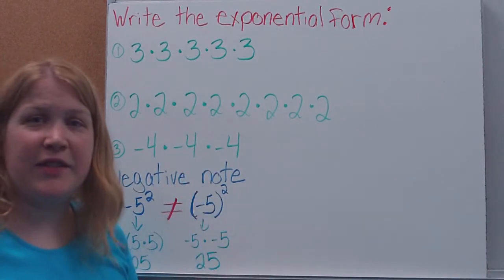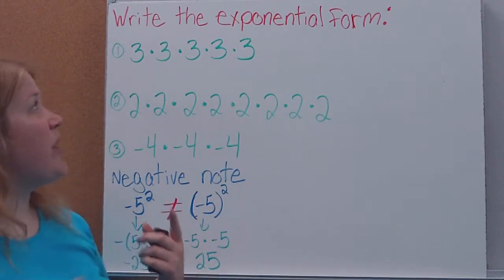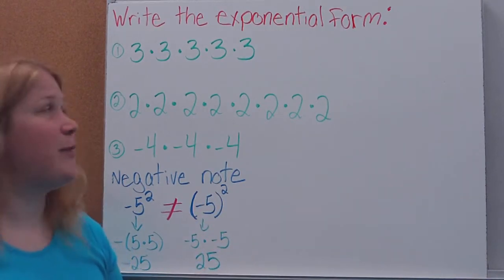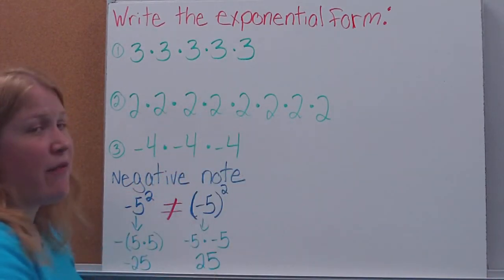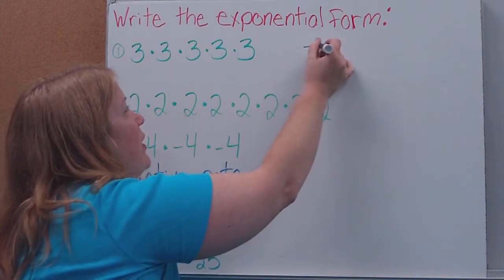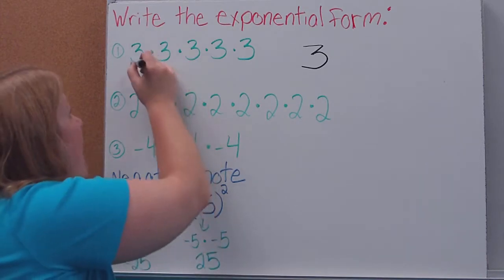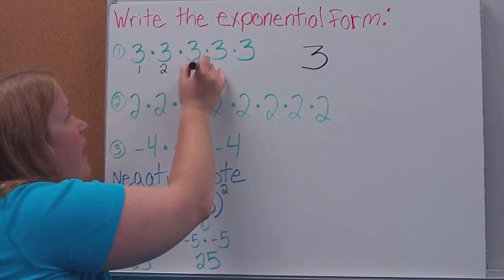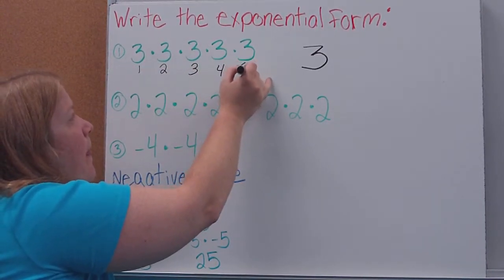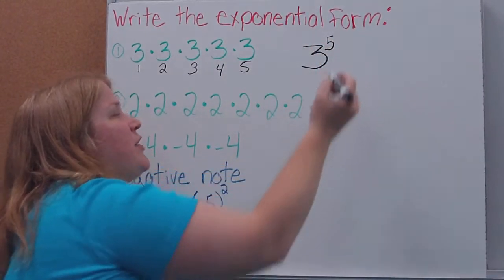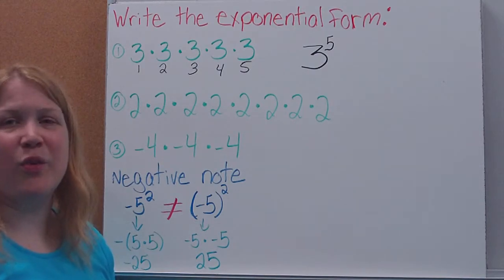So, again, this is still just the brief review. We're going to write these in their exponential form, meaning write it with the base and the exponent. If you look here, I have 3, so my base is going to be 3. What's my exponent going to be? Well, all I have to do is count. How many times am I multiplying it? Here I have 5 3s that I'm multiplying. So in exponential form, it would be 3 to the 5th.